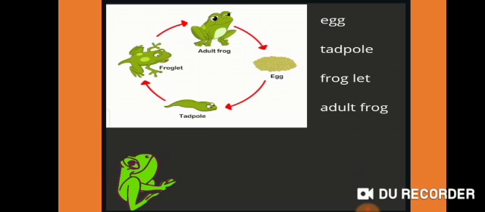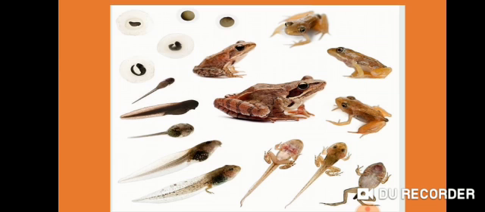Now, let's go over it again. I said the first stage of the life cycle of a frog is the egg, and from the egg to the tadpole, and from the tadpole it goes into the froglets, and from the froglets it becomes an adult frog. So we have the egg, the tadpole, the froglets, and the adult frog.